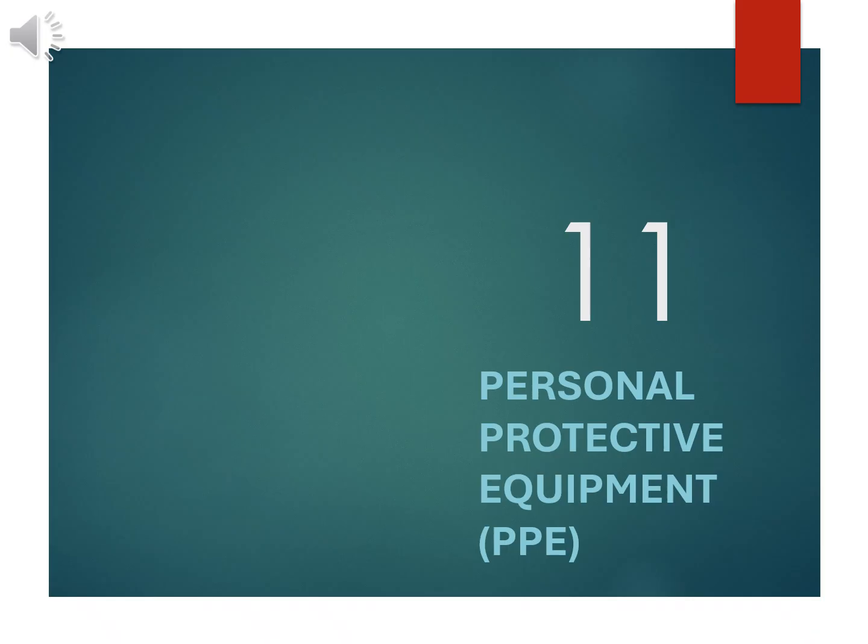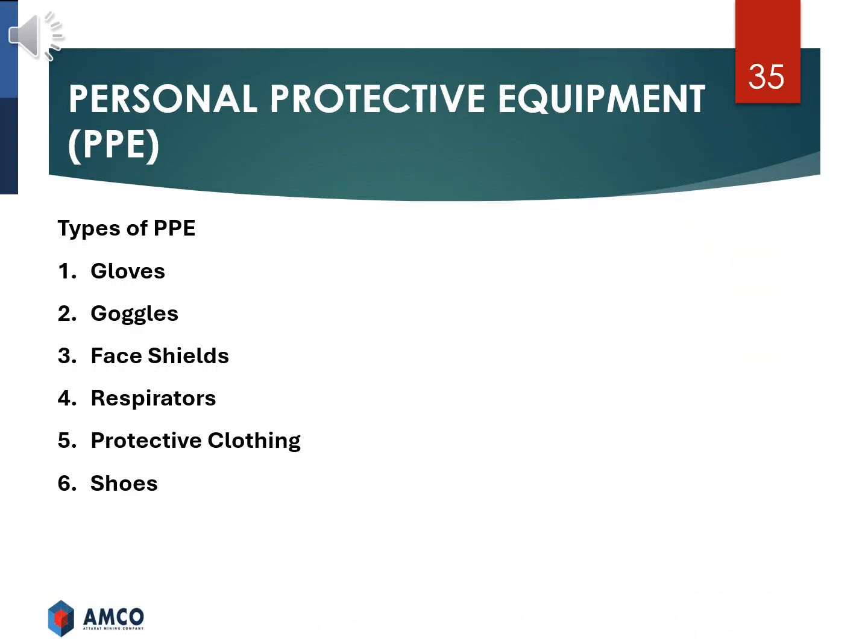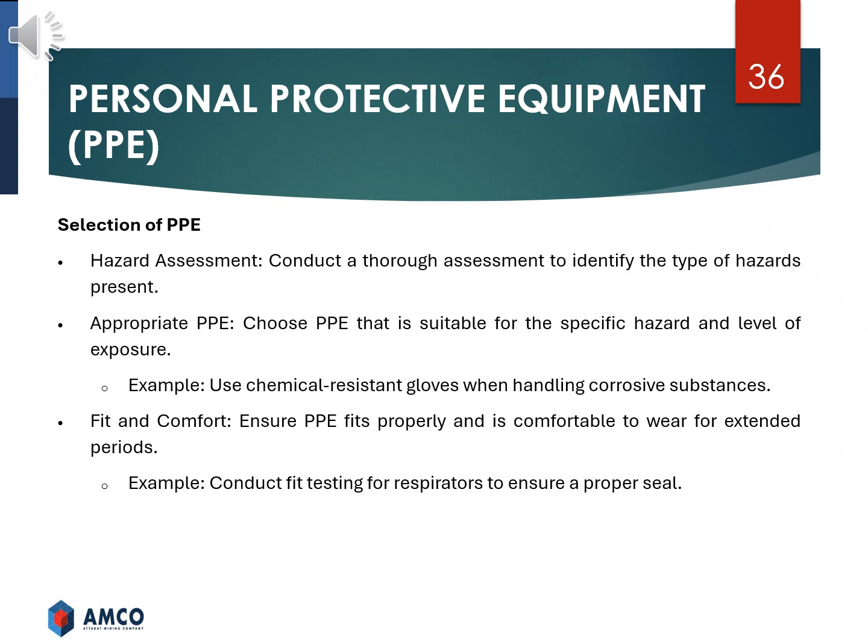Personal protective equipment, PPE. Types of PPE: gloves, goggles, face shields, respirators, protective clothing, shoes. Selection of PPE. Hazard assessment: conduct a thorough assessment to identify the type of hazards present. Appropriate PPE: choose PPE that is suitable for the specific hazard and level of exposure.